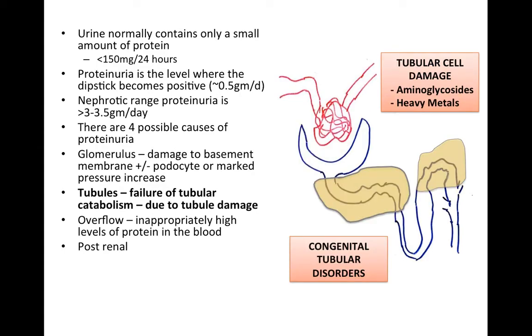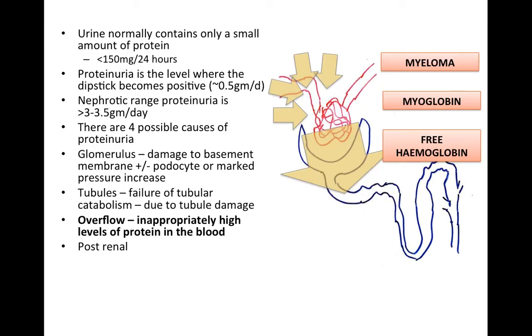The next step down is you can have problems with your tubules. So if you've got proximal tubular damage or distal tubular damage from aminoglycosides or heavy metals, that's going to cause problems. And there's congenital problems such as Fanconi syndrome, which will lead to proteinuria due to this. The next mechanism is overflow, and basically that's if you jam-pack that serum with enough protein, usually from myeloma is the classic example, you'll end up getting protein leaking through to the urine. Myoglobin and free hemoglobin can do the same thing. They also can cause problems to the tubules, so it gets a twofold effect.